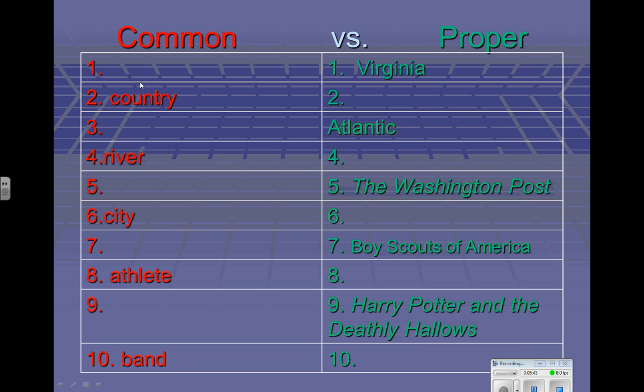One more example. If you look at number 2, the situation is reversed. I've been provided with a common noun, country, because it's very general and it's nonspecific. And I need to come up with a more specific one that I will capitalize. So maybe I would choose, let's say, Ireland, okay? And then I would capitalize Ireland and write it in the spot. Go ahead and pause this and see how you do.